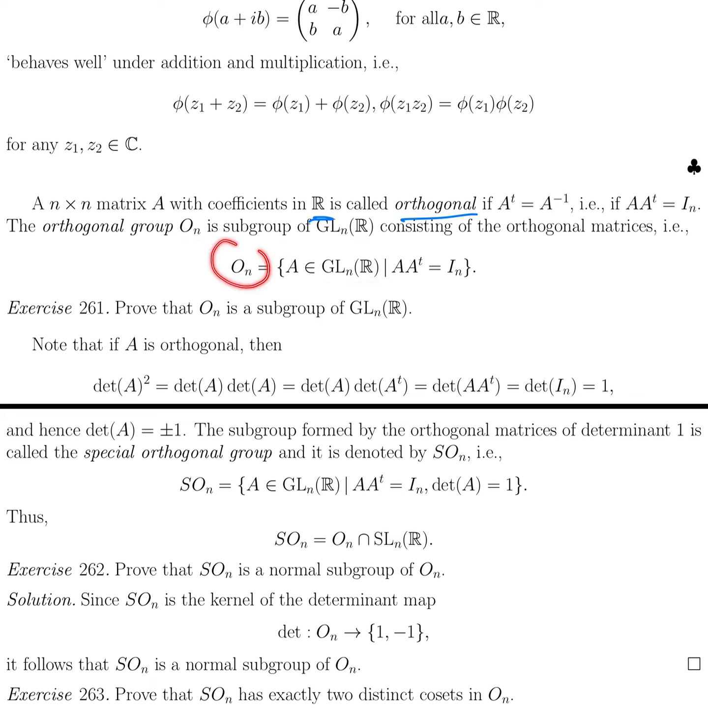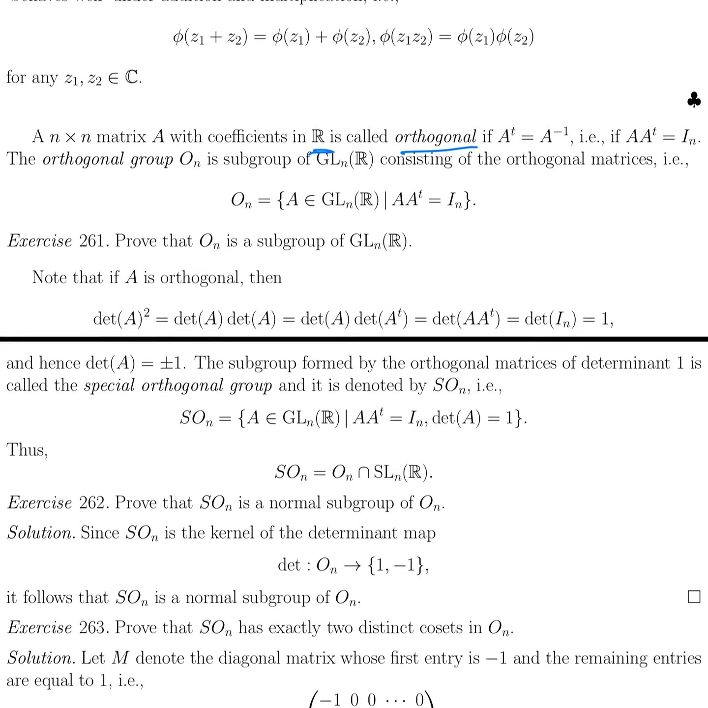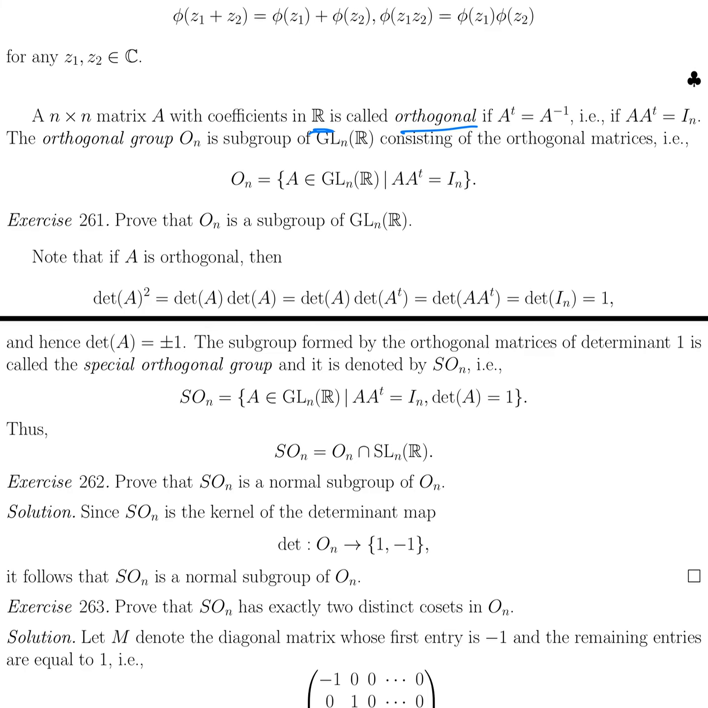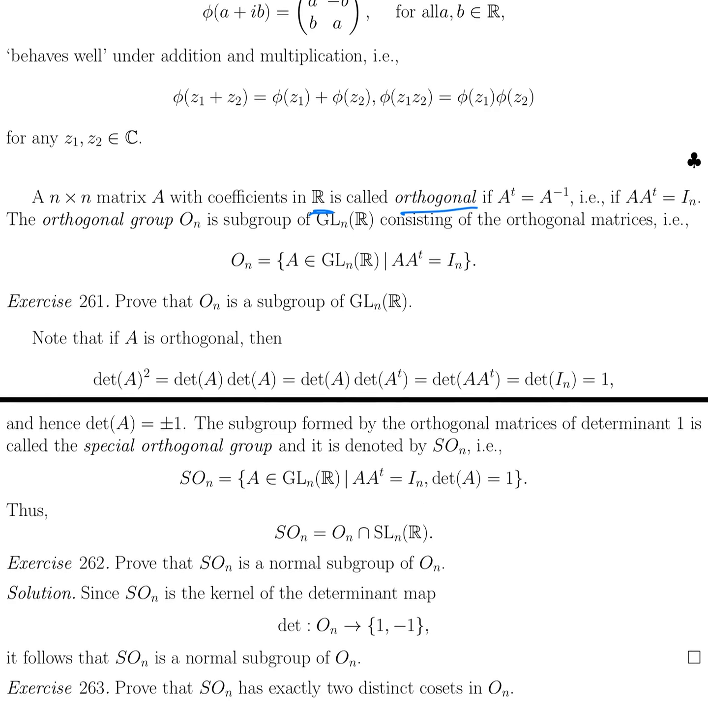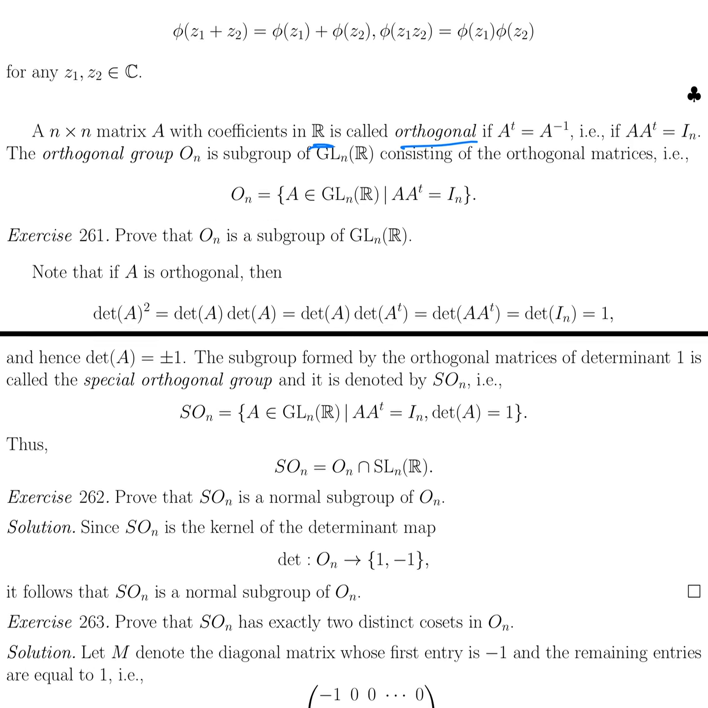This set On inside GLn(R) forms a subgroup, and this is called the orthogonal subgroup of GLn(R), or the orthogonal group On. I am not going to show here that On is indeed a subgroup of GLn(R). This is left to you as an exercise, so try to work on it. This is not too difficult, and you'll get a chance to review the notion of a subgroup.